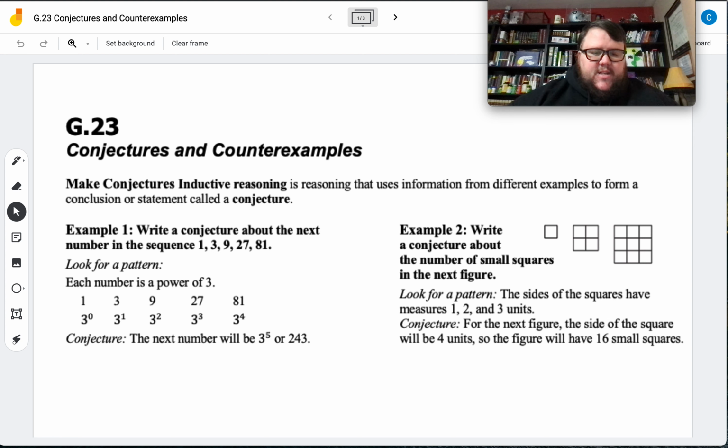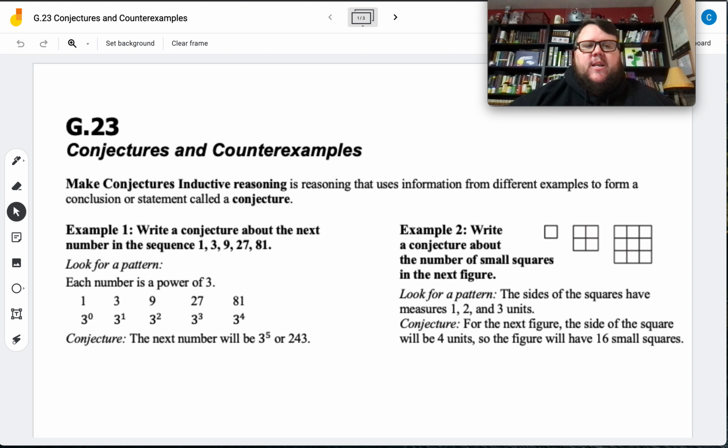Hey, geometry students, today's lesson, we're actually starting chapter 2. Last week you took your chapter 1 exam, so now your assessment, we don't like the word exam. Today we're starting chapter 2, and we're going to talk about conjectures and counterexamples. Really today it's conjectures, and tomorrow's lesson will be counterexamples.